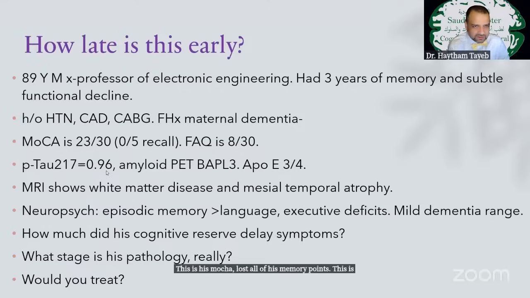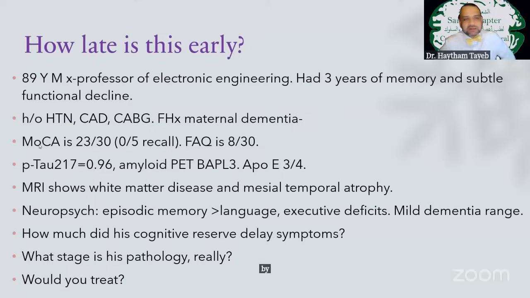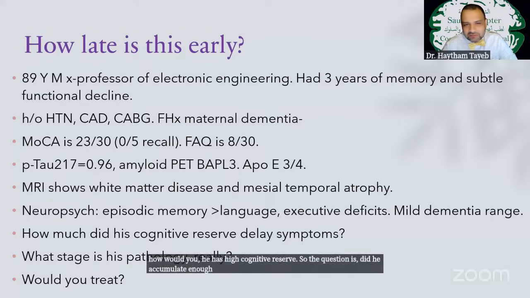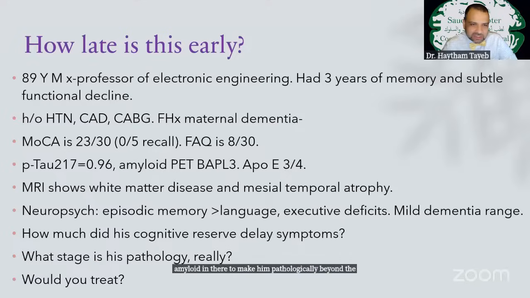This is FAQ. This is his tau 217, 96, positive amyloid PET, APOE 3/4, and the MRI shows white matter disease and mesial temporal atrophy, but no evidence of microbleeds. And neuropsych confirms a profile typical for Alzheimer disease. So my question, at least what I was wondering at the time, is this person is by strict criteria mild, but he has high cognitive reserve. So did he accumulate enough amyloid to make him pathologically beyond the early stage? That was my question.